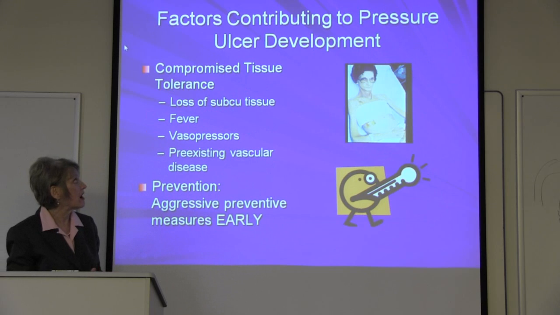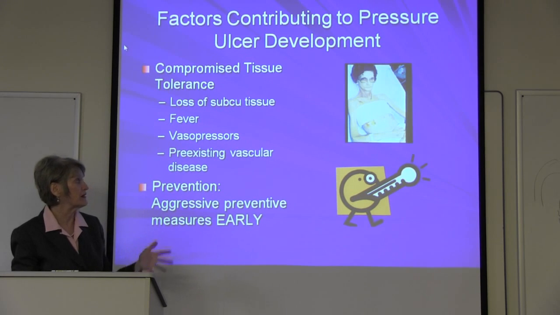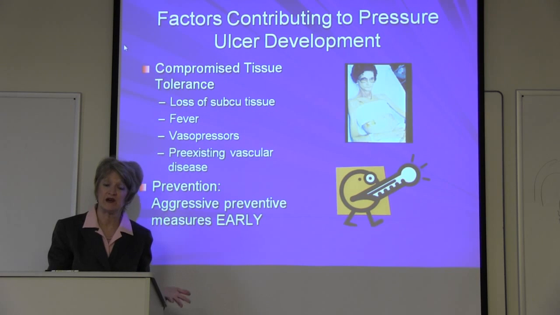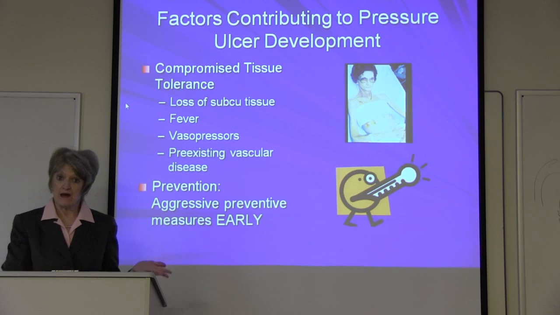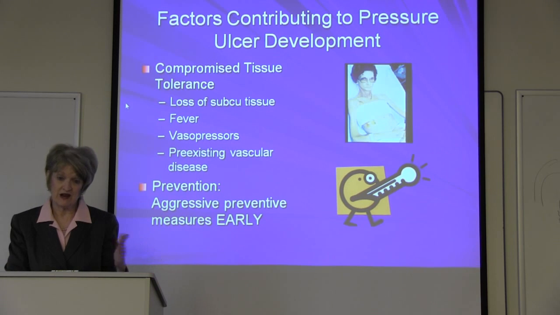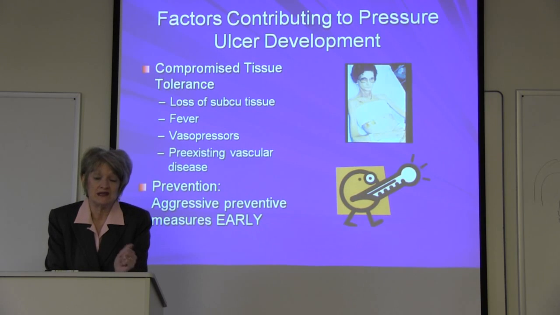Now, we talked about compromised tissue tolerance, patients who are more vulnerable at baseline. We talked about patients who are very thin. Talked about patients who are febrile. Talked about patients who are hypotensive and on pressors. What about your patient who comes in with advanced coronary artery disease?